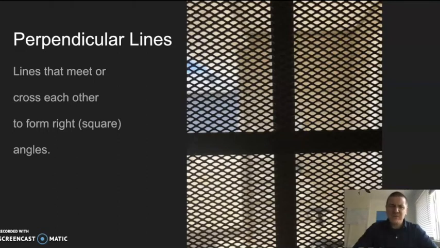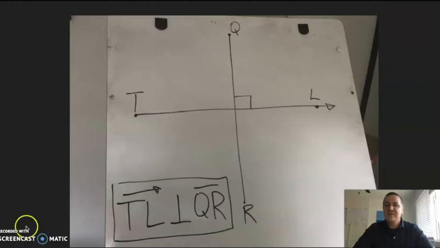I want you to remember those terms: a square angle or a 90-degree or a right angle. There's a lot of names for it because it's a very important angle. Okay, and again, it's that L shape. And we've got a special symbol for those as well. I'm going to show you two symbols for perpendicular lines and right angles.